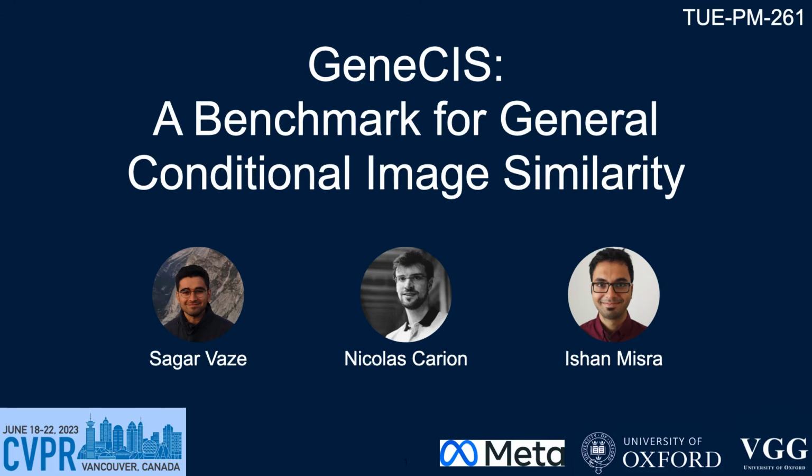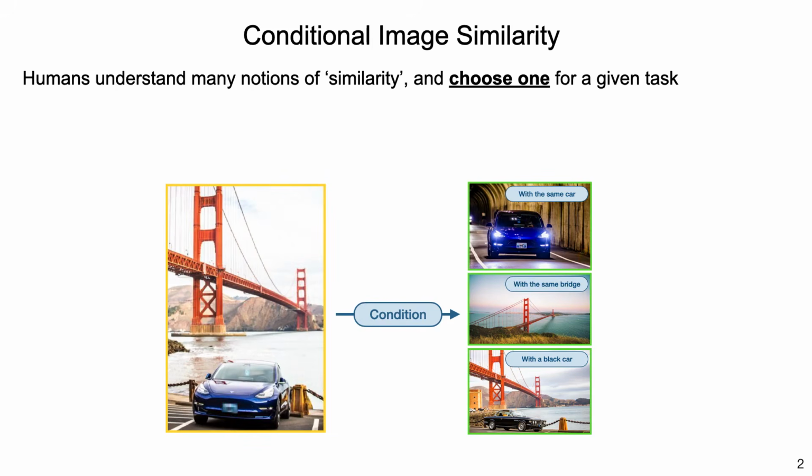We present Genecis, a benchmark for general conditional image similarity. The conditional similarity problem is motivated by the ability of humans to understand many notions of similarity and then choose one for a task at hand. For example, given the image on the left, each of the images on the right might be considered most similar to it given different conditions.